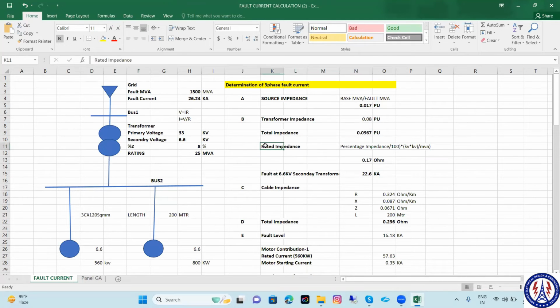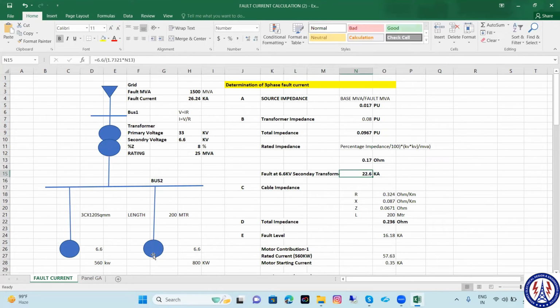I am converting this per unit into ohm. The formula is percentage impedance divided by 100 into kV square upon MVA. So this much will be the impedance, and the fault current will be V upon root 3Z, where V is 6.6 kV.